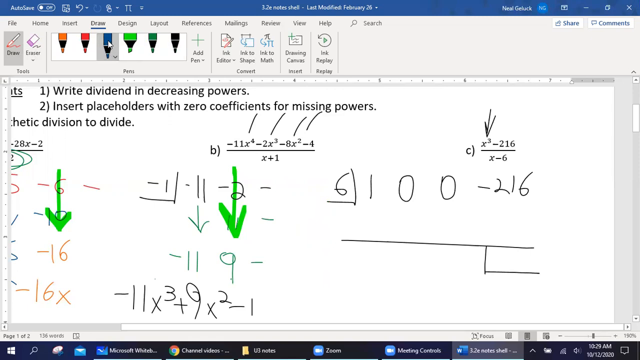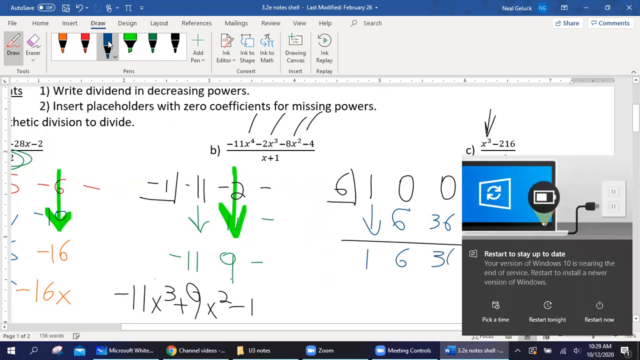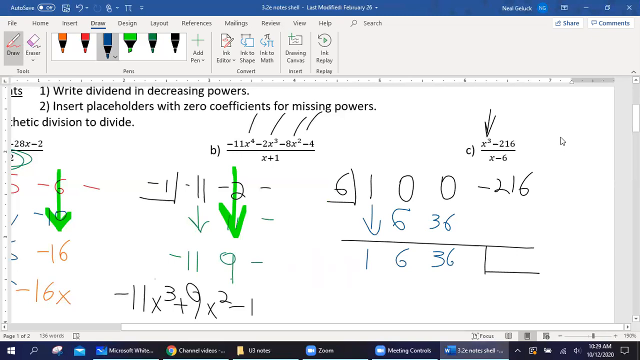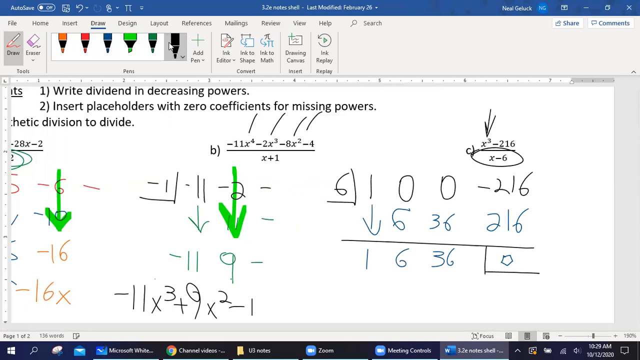All right, repeat the process. Drop down the first one, 1, multiply. 0 plus 6 is 6. Multiply. 6 times 6, 36. 6 times 36 actually is 216. Hey, looky there, I got 0. Weird looking 0, but I got a 0. That tells me that x minus 6 is a factor of x cubed minus 216.